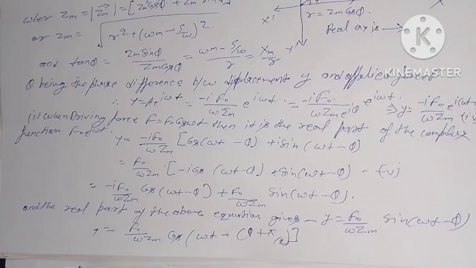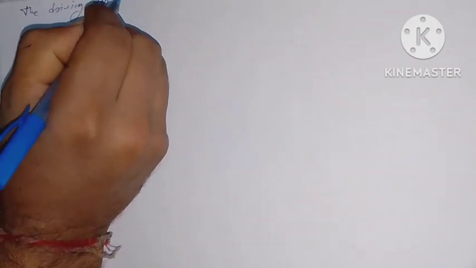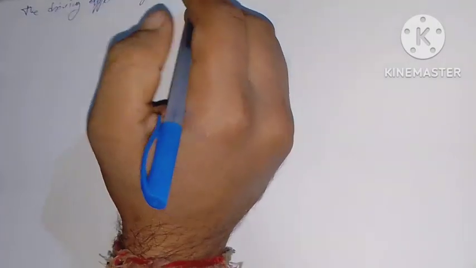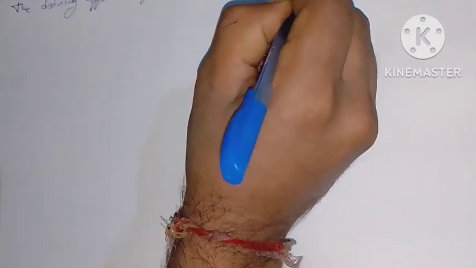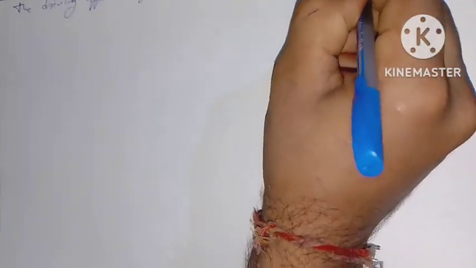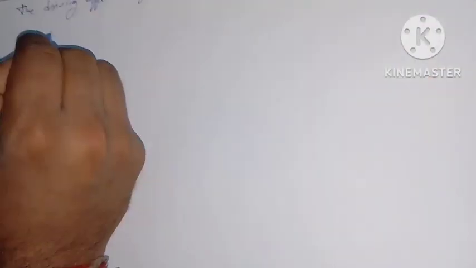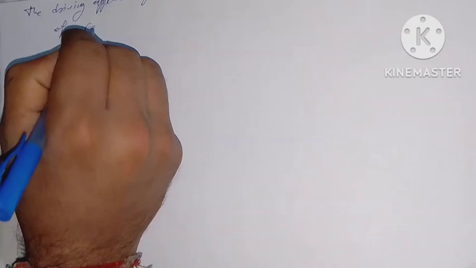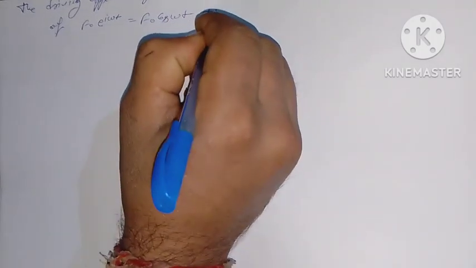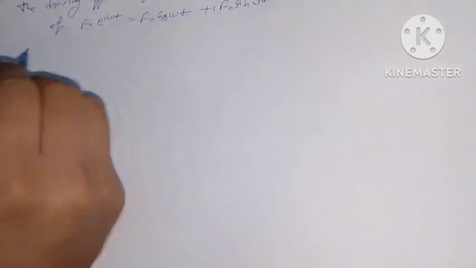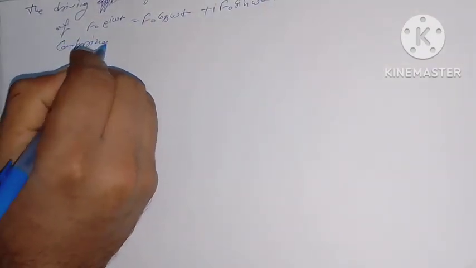Okay, the driving applied force F is F₀ cos ωt, which is the real part of F₀ e^(iωt) = F₀ cos ωt + i F₀ sin ωt.